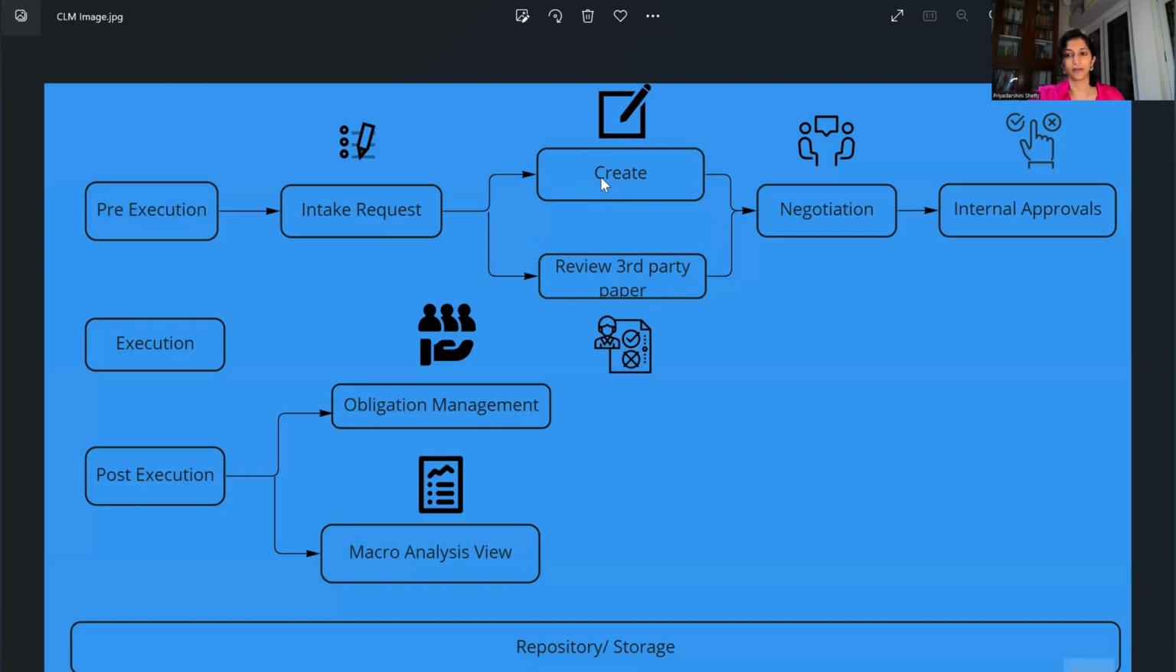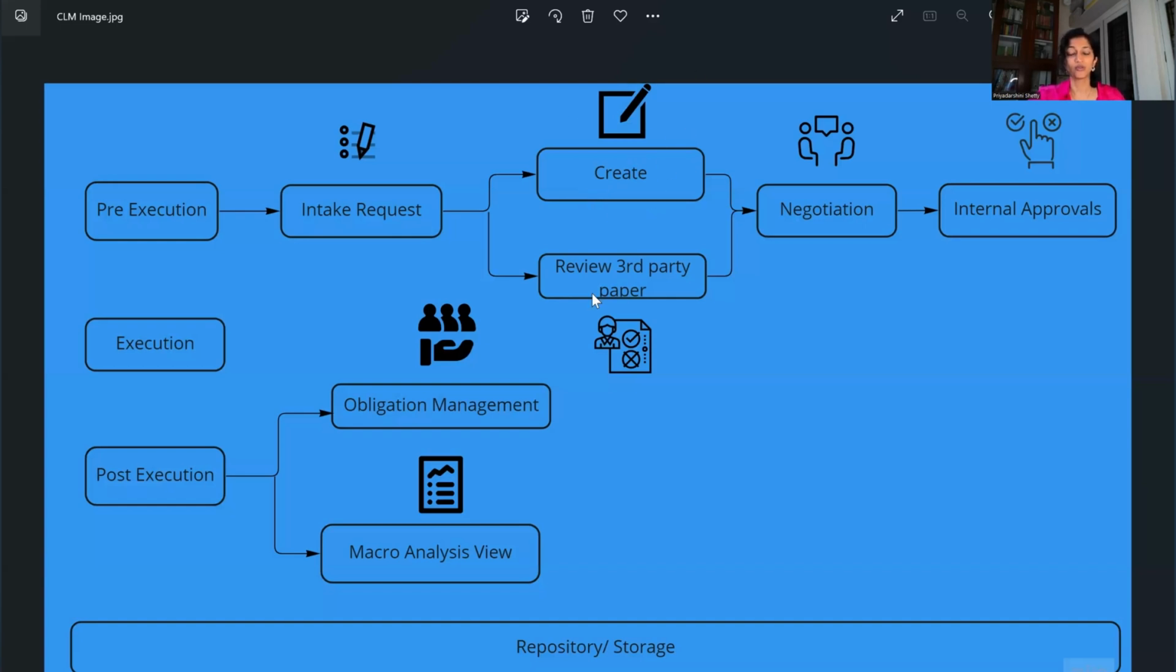Let's look at creating. Now, if you're creating the contract, you're either working on your own standard drafts, so you possibly have your templates or precedents in place. Alternatively, you could be working on a new contract for which you do not have a precedent in place, and you need to work on that contract from scratch. Either way, you're creating your draft for the contract.